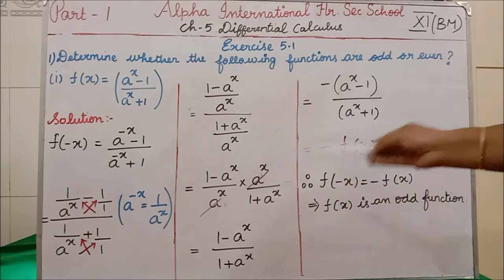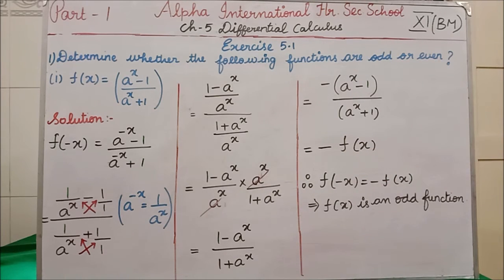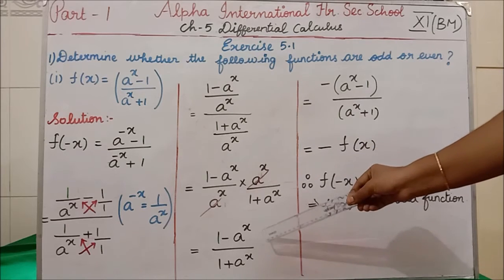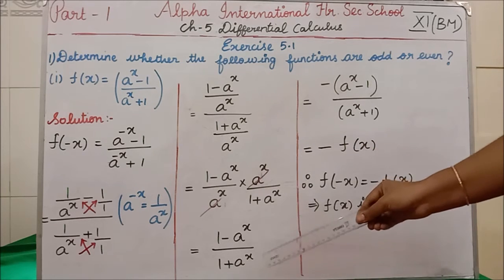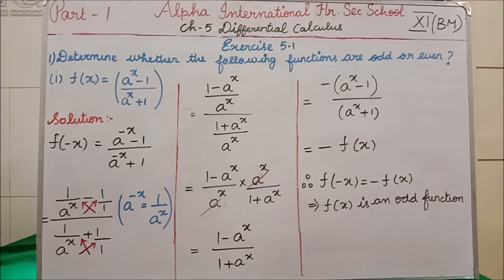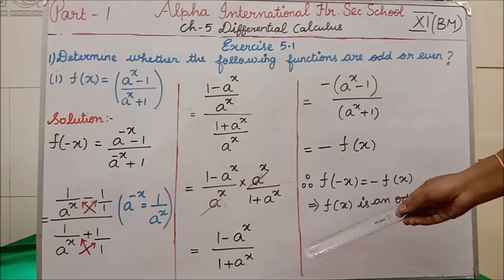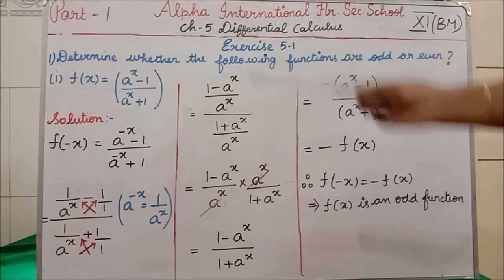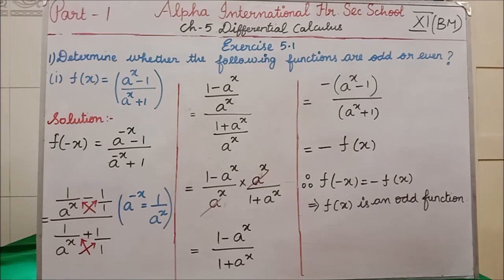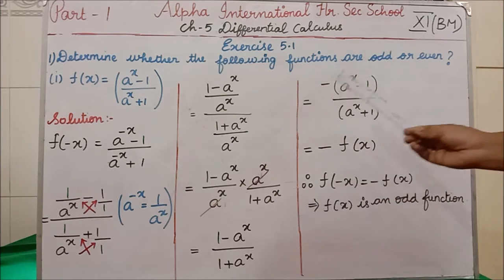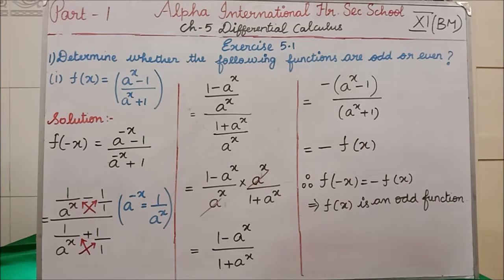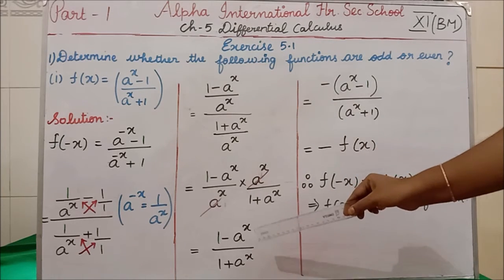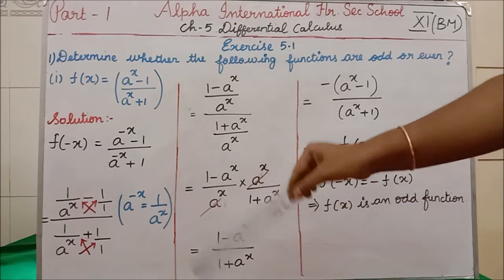So this a power x and a power x will get cancelled. Remaining is what? 1 minus a power x divided by 1 plus a power x. Now you see here we have to get either f of x or else we have to get minus f of x. To get minus f of x, I am taking minus commonly. Clear? From this step I am taking the minus commonly out.